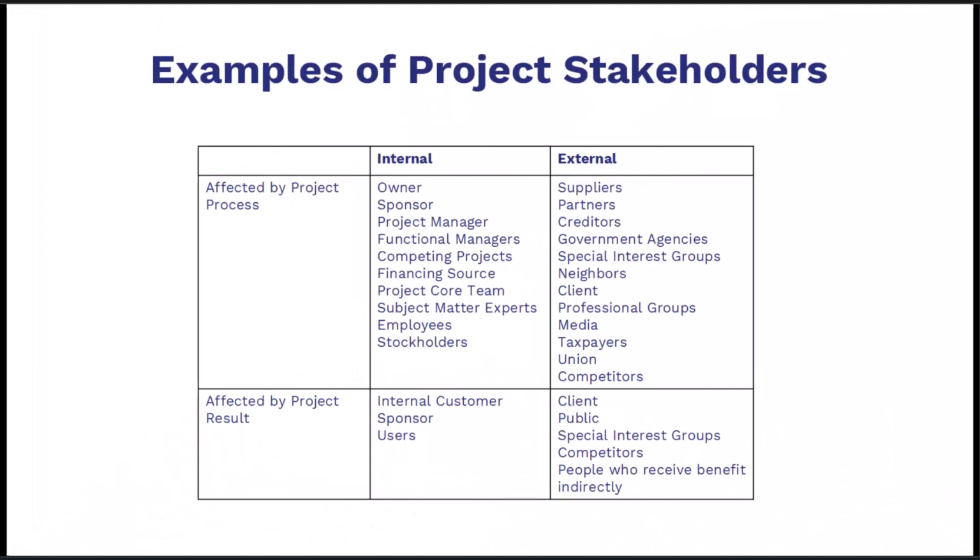Examples of project stakeholders. Stakeholders map across two axes, internal versus external, and affected by the project's process or results. Internal process: owner, sponsor, project manager, core team, employees, stockholders. External process: suppliers, partners, agencies, media, creditors, taxpayers, neighbors, unions. Internal result: internal customers, sponsor, users. External result: client, public, special interest groups, competitors, and people who benefit indirectly.